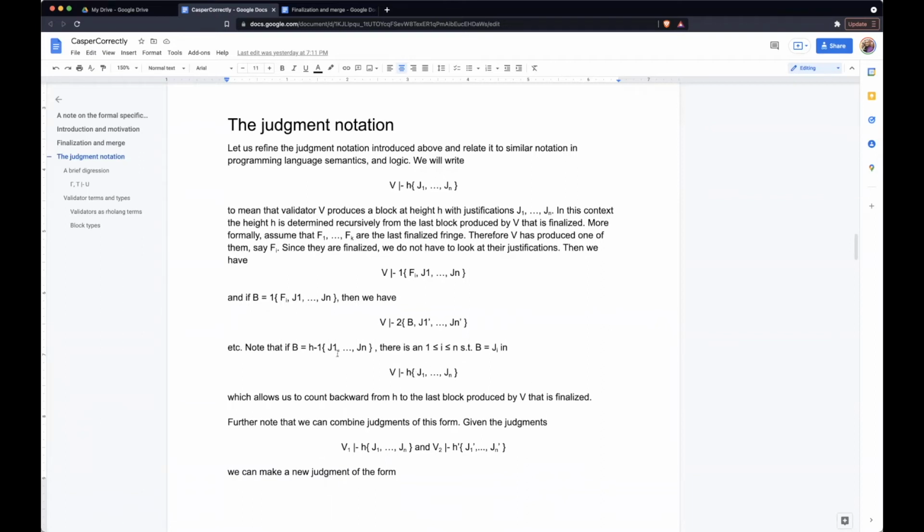Similarly, we can count backwards, as I mentioned before. You can define a little recursive function on this format to get back to the finalized state. As long as the finalized block produced by V is clearly delineated as finalized, this will terminate.